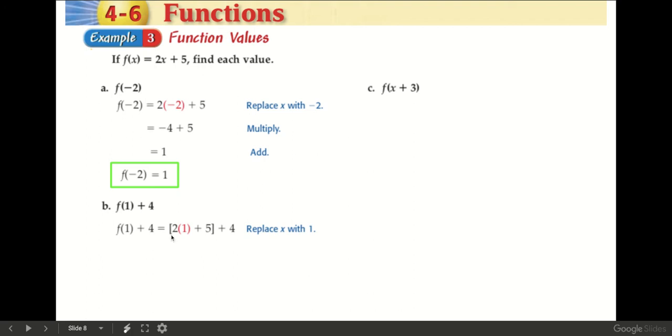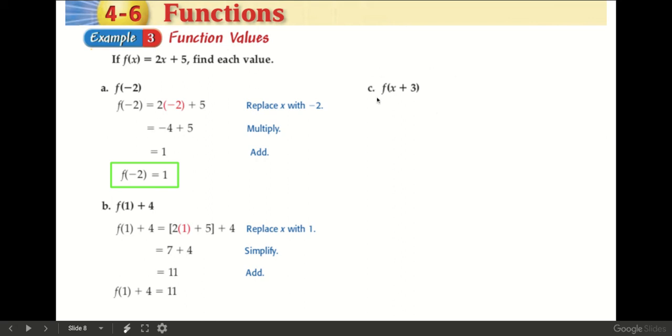I'm going to do everything inside of here first, and then I'm going to add the 4. So let's go ahead and do this. 2 times 1 is 2, and then 2 plus 5 is 7. So I did everything inside now. And then I'm going to do 7 plus 4, which is 11. So now I know that f of 1 plus 4 is equal to 11. Again, notice I didn't do anything to the left-hand side. All I did was input my value and calculate the right side.